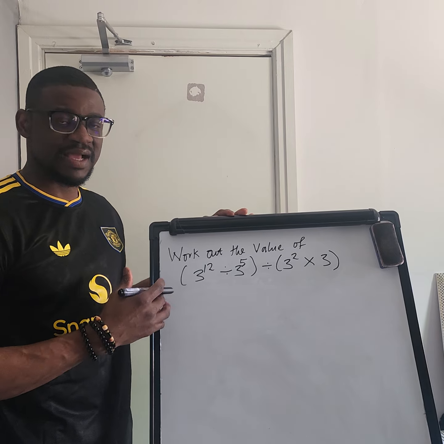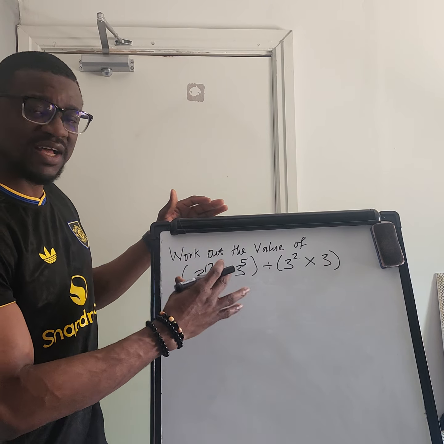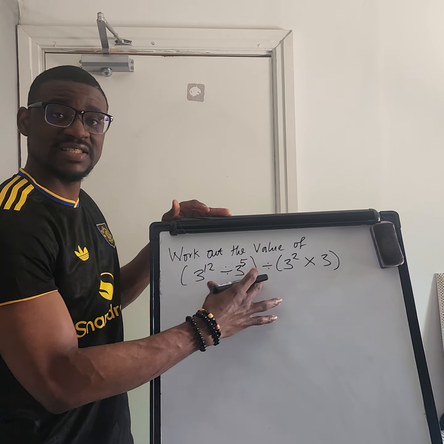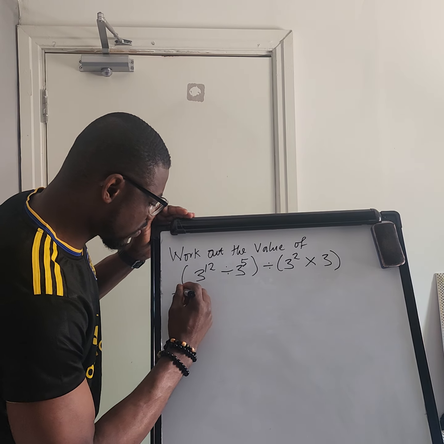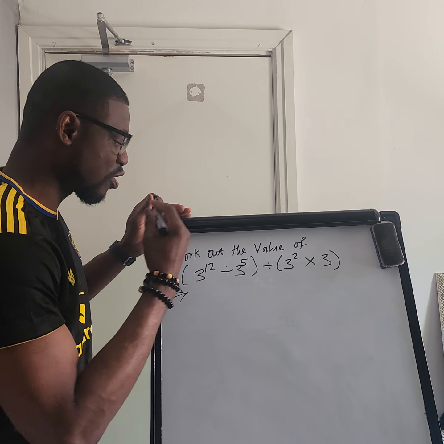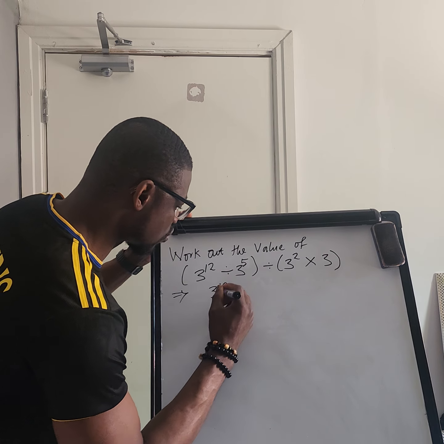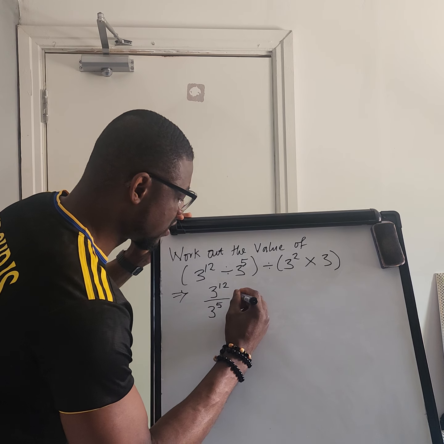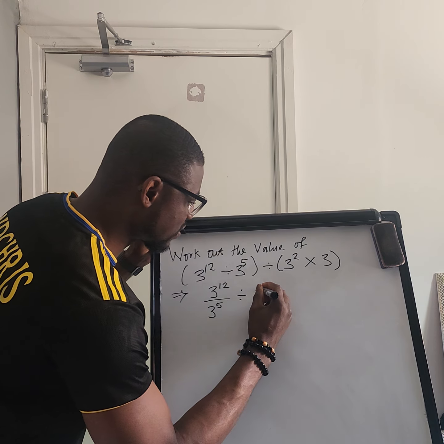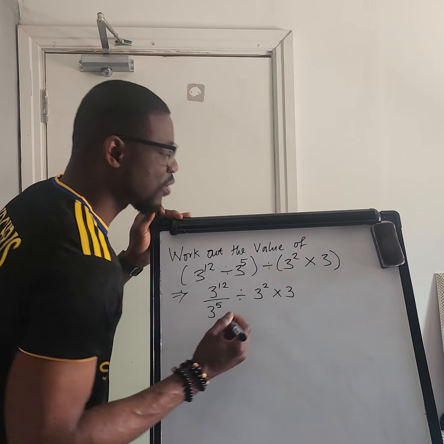Stay with me as I show you how to work out this math problem. You have been asked to divide this by this. Let us write it down so that it will be easier for us to comprehend. This can be written as 3 raised to power 12 all over 3 raised to power 5 divided by 3 raised to power 2 multiplied by 3 raised to power.